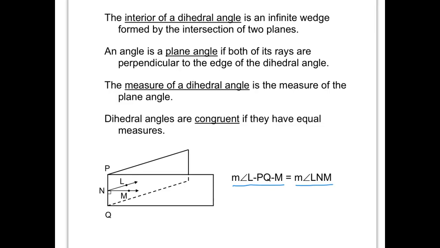So a dihedral angle is kind of like the 2 pages of a book connected with the binding. The binding would be the edge, and the 2 pages in the book would each be the half planes. I know it can sometimes be kind of hard to visualize three-dimensional space when it's drawn on a two-dimensional surface, but just do the best that you can.